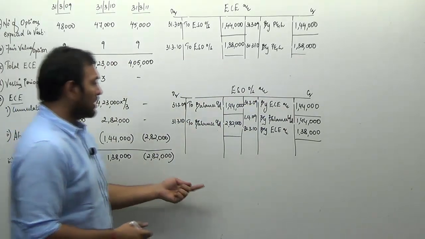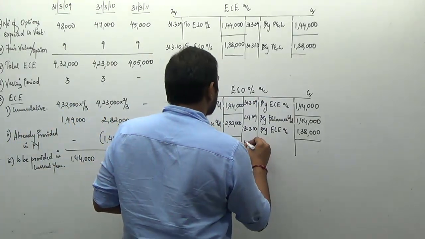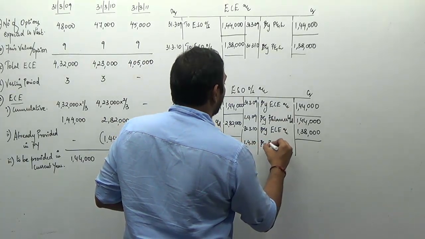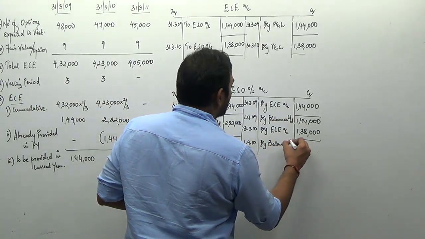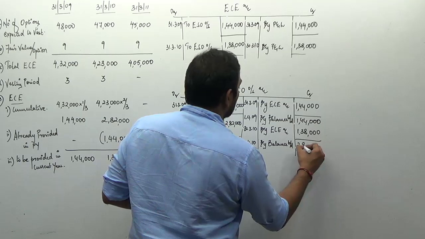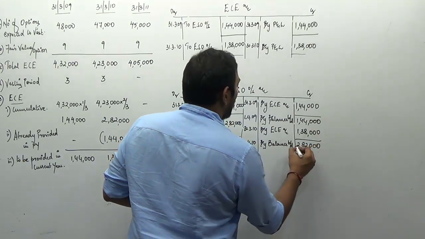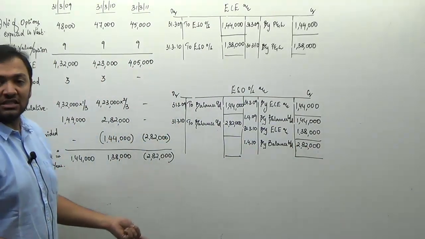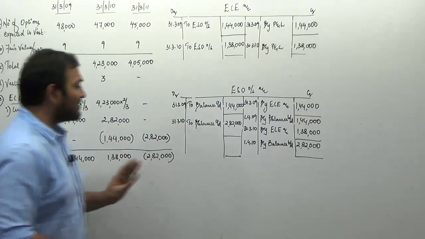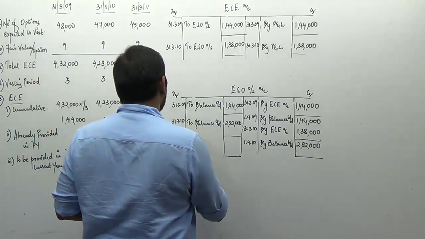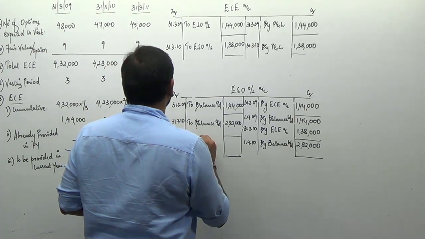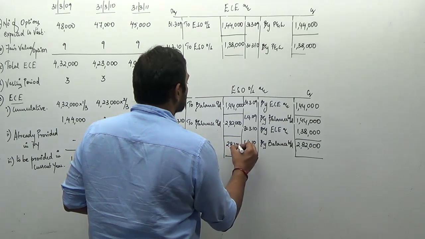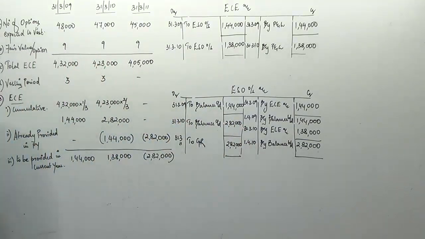ECE account is over. ESO outstanding, bring it down to the next year again. 1st April 2010, by balance brought down. Last year's carried down balance is 2,82,000. I don't provide anything in the current year because the amount of provision required is zero, as it did not satisfy the vesting. Entire balance transferred to General Reserve at the end of the year, 31st March 2011. Put it to General Reserve, 2,82,000, and close the statement. No exercise entry to be recorded.